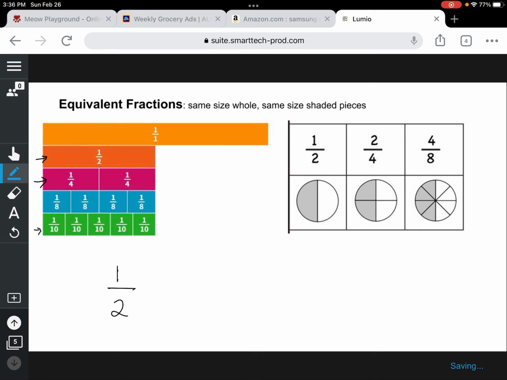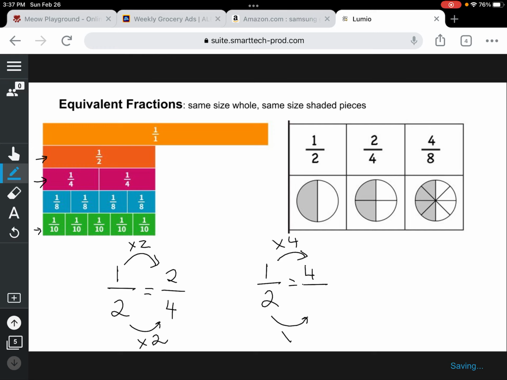This is showing another property of equivalent fractions that says that you can multiply any fraction by the same number, numerator and denominator, and it's going to give you an equivalent fraction. So 1/2 times 4, for example, will give you this equivalent fraction. So multiplying, and division works too. If you multiply or divide numerator and denominator by the same number, you will get an equivalent fraction.